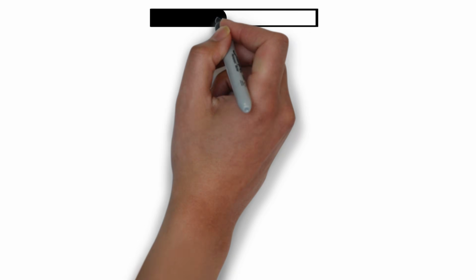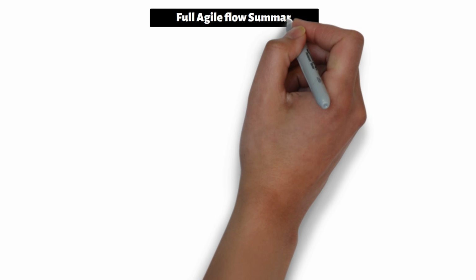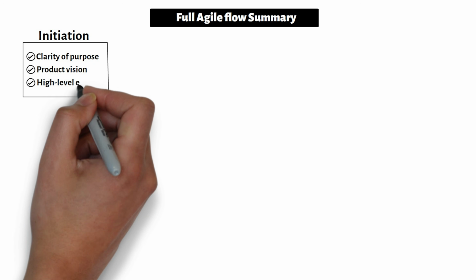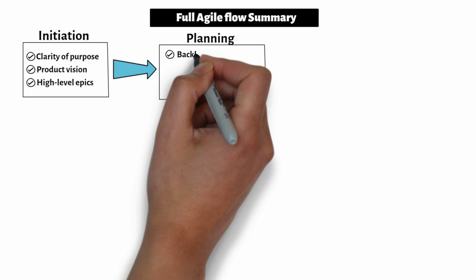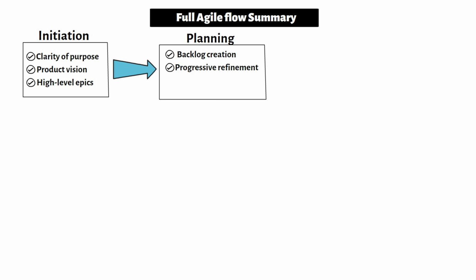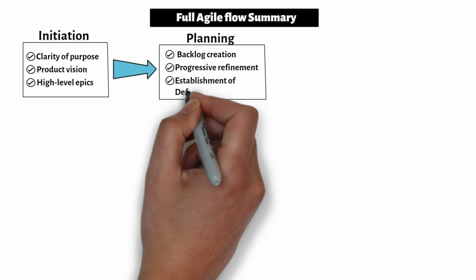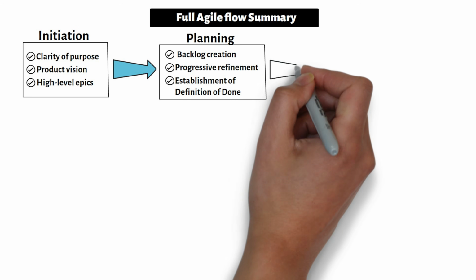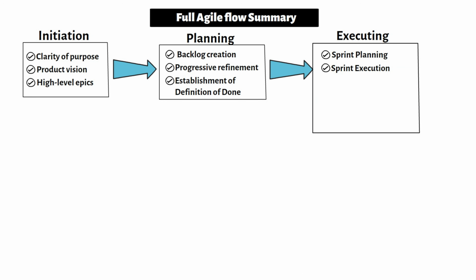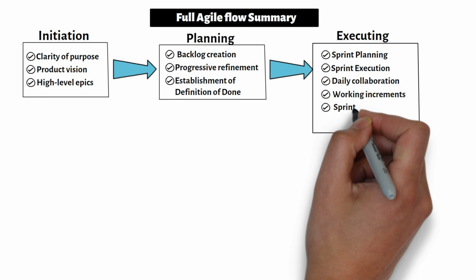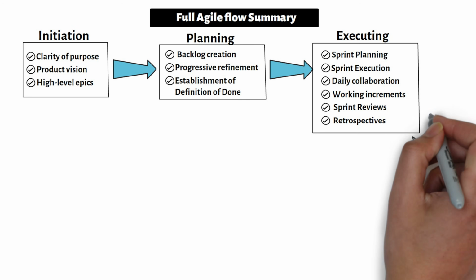Let's step back and connect the full Agile flow from initiation to closure. It begins with clarity of purpose, product vision, high-level epics, then moves into backlog creation, progressive refinement, establishment of definition of done. Delivery progresses through sprint planning, sprint execution, daily collaboration, working increments, sprint reviews, retrospectives.